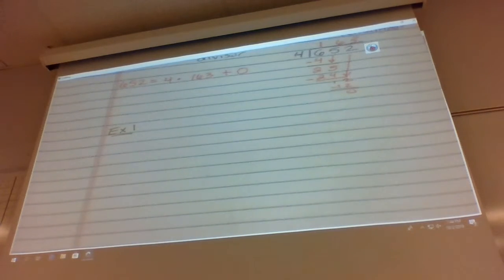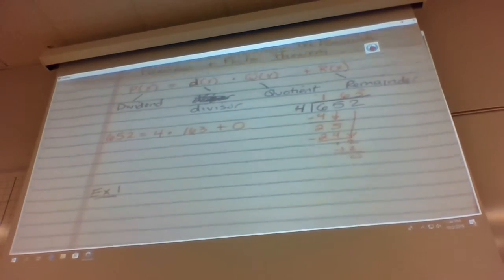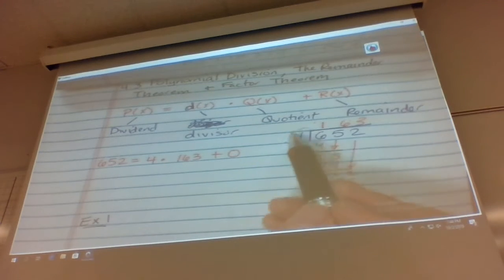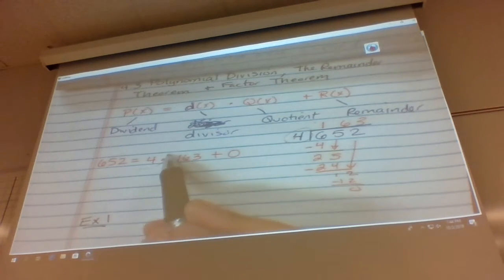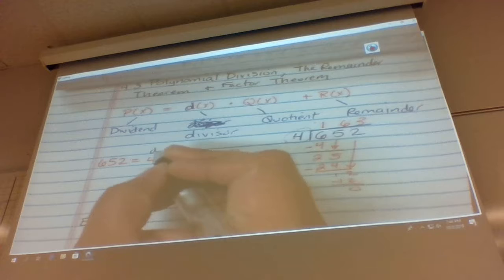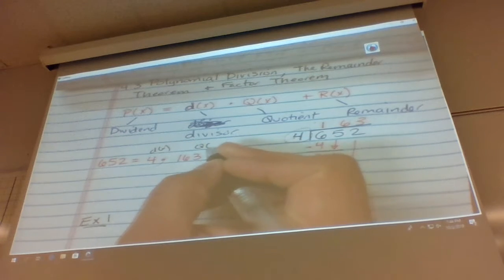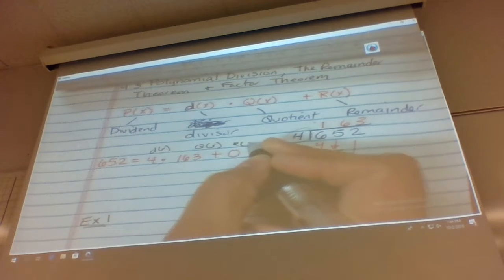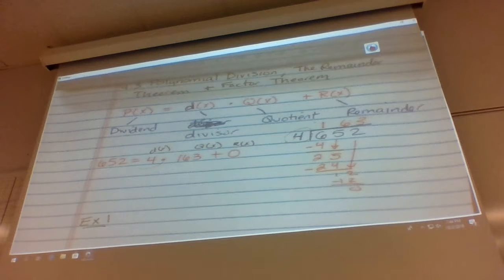Wait, so explain that one more time. Which one's the divisor, the quotient? The divisor is the 4. Okay. So this is your divisor, this is your quotient, and this is your remainder. And the dividend means it's the original to start off.